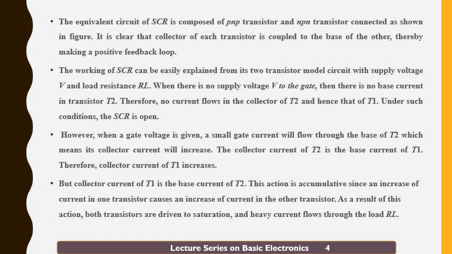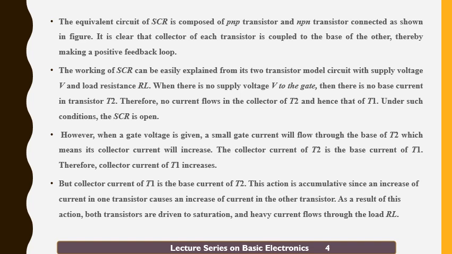The SCR is composed of a PNP and an NPN transistor. It is clear that the collector of each transistor is coupled to the base of the other, as we have seen. The working of the SCR can be easily explained from its two transistor model circuit with the supply voltage V and the load resistance connected. When there is no supply voltage to the gate of the SCR, there is no base current to the transistor T2. Therefore, no current flows in the collector of T2, hence that of T1.